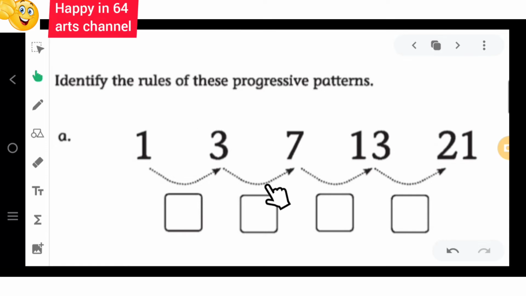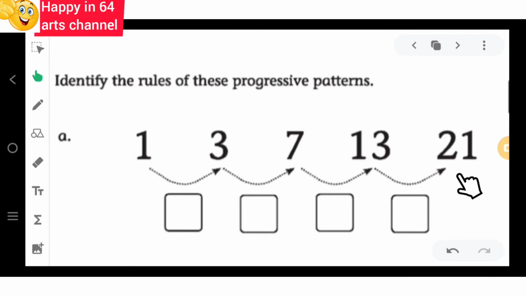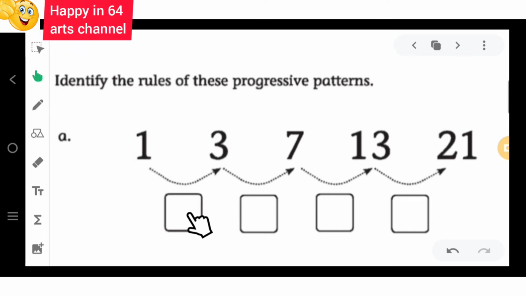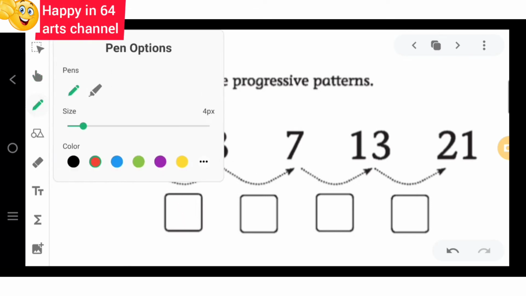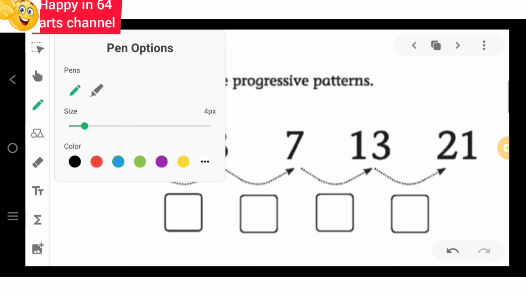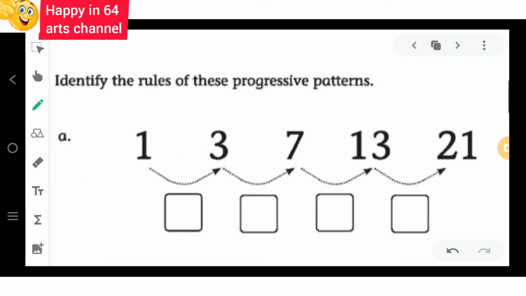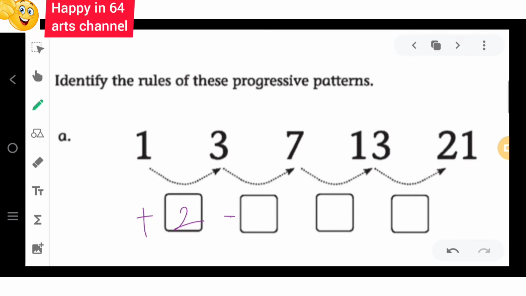Let's find the rules of these progressive patterns. Which numbers will we add, subtract, multiply or divide, and we will get the 3? So first find what the rule is. Can we try? So 1 plus 2, 3. So I'll start to write it. Plus 2 here, so 1 plus 2, 3.